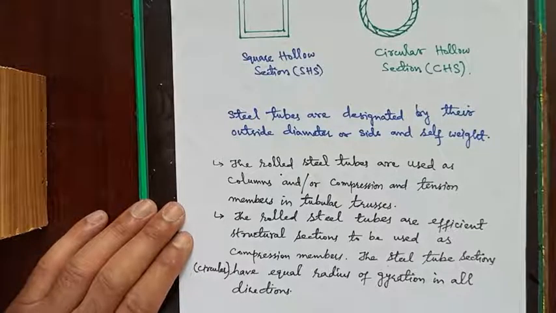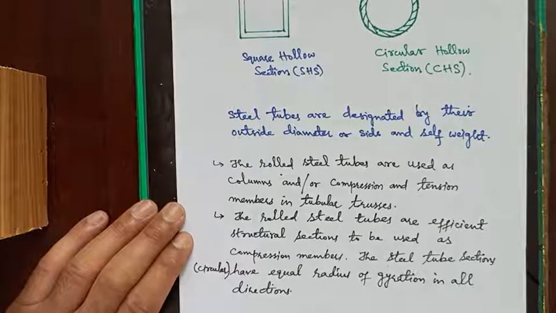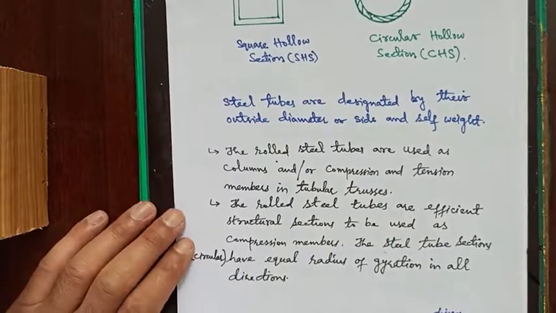The steel tube sections of circular shape have equal radii of gyration in all directions. So they are a better choice to be used as compression members or as tension members.